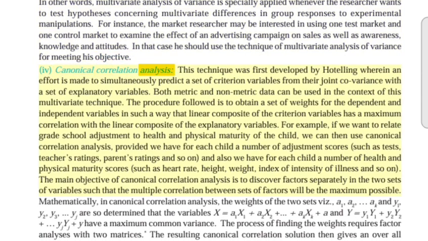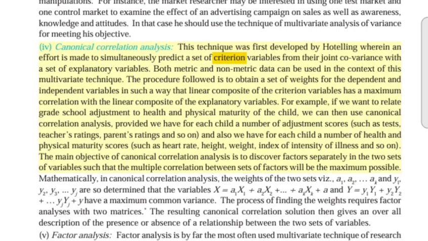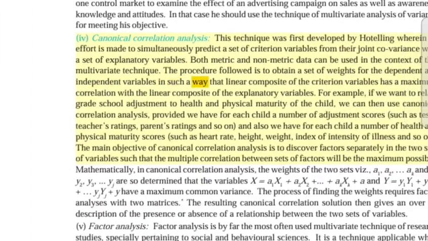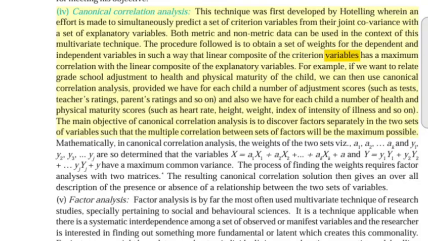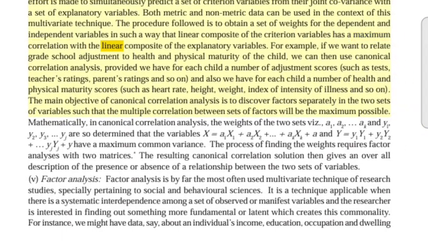Canonical correlation analysis. This technique was first developed by Hotelling, wherein an effort is made to simultaneously predict a set of criterion variables from their joint covariance with a set of explanatory variables. Both metric and non-metric data can be used in the context of this multivariate technique. The procedure followed is to obtain a set of weights for the dependent and independent variables in such a way that the linear composite of the criterion variables has a maximum correlation with the linear composite of the explanatory variables.